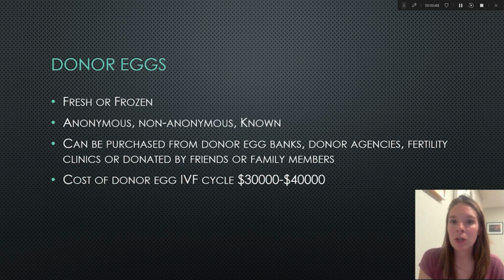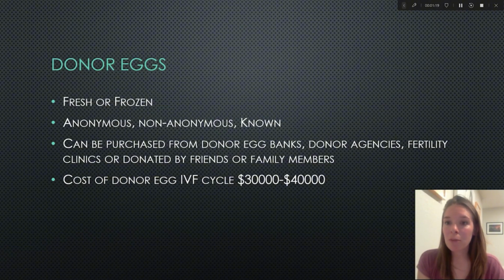With donor eggs or donor oocytes, there are a few different options, and you'll see the same is true for donor sperm and donor embryos. Egg donors can provide fresh or frozen eggs. So what that means is that a couple or a patient could select an egg donor that they're interested in, and that donor could go through a cycle, and the eggs could be fertilized with the patient's sperm or with the sperm donor of choice immediately. That would be a fresh donor.